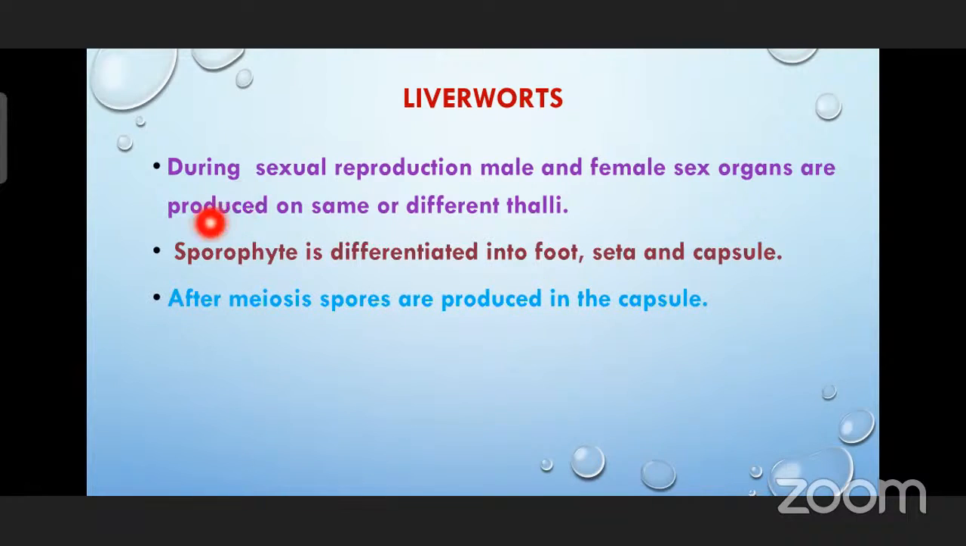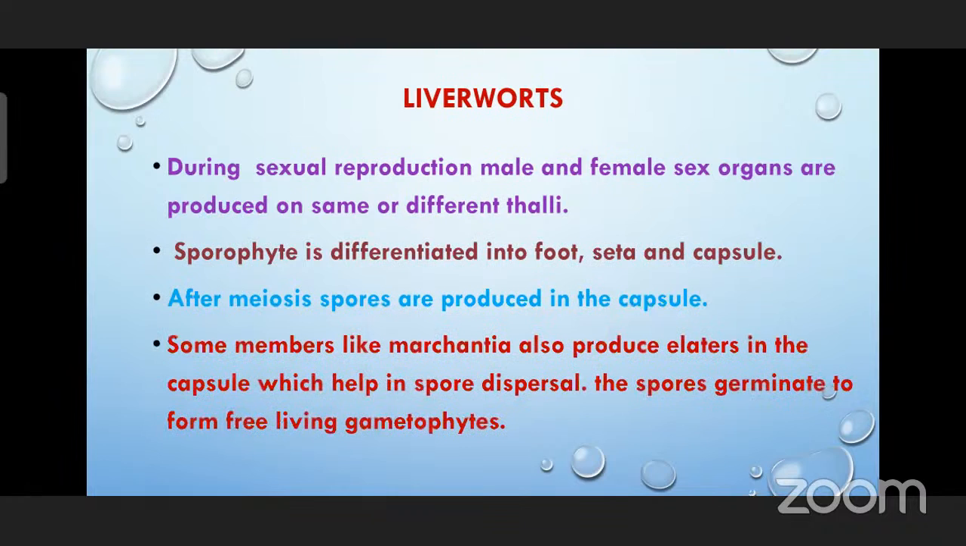And you know about the sporophyte. After fertilization, the zygote develops into a complete sporophyte which is not separated from the gametophyte. It remains attached to the gametophyte itself and produces a structure of foot, seta, and capsule. In this capsule, the spore mother cells give the haploid spores by meiosis. Some members like Marchantia also produce elaters in the capsule, which help in spore dispersal. The spores germinate to form free-living gametophytes.